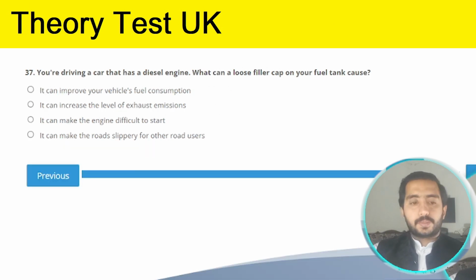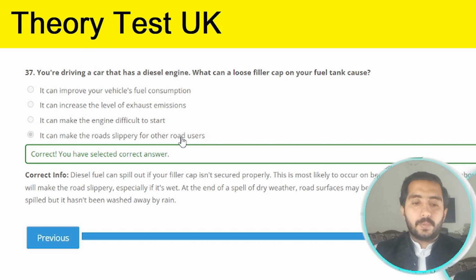Next question. Question number 37 is, you are driving a car that has a diesel engine. What can a loose filler cap in your fuel tank cause? The correct option is it can make the road slippery for other road users. Option D is the correct one.